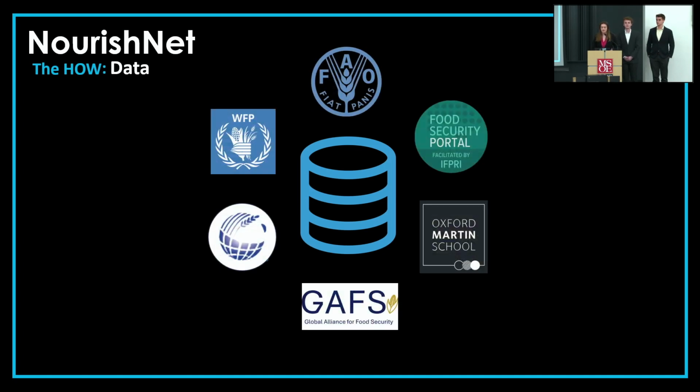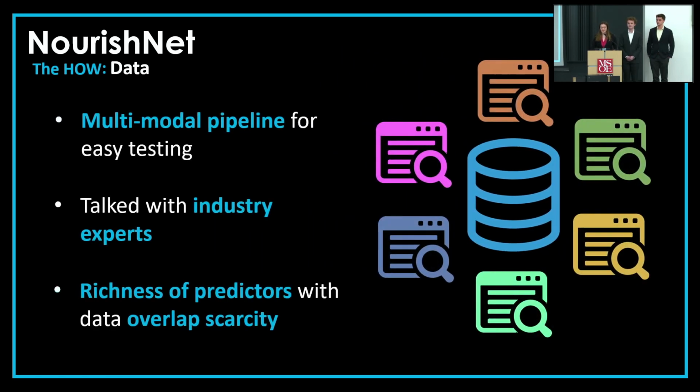To do this, there's already a variety of organizations dedicated to collecting data in the space, but that also means there's a lot of data for us to go through and figure out what paints the best picture for our project. To do this, we developed a multimodal pipeline to easily test out new data sources and see how they affect our output. Along with this, we talked with industry experts on what features they best recommend to paint this market picture, and ultimately, we had to balance the richness of our predictors with the data overlap scarcity, as pulling 50 features may paint a great picture, but it may only be available for a year or two for all countries we hope to analyze.